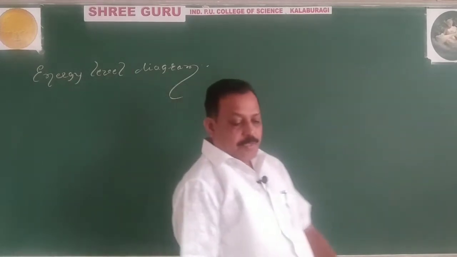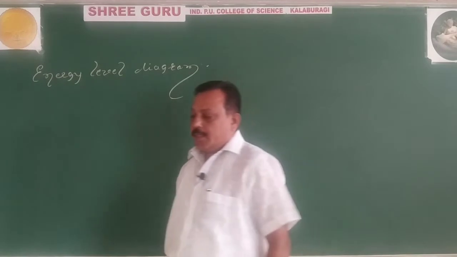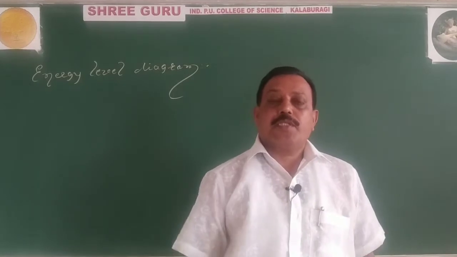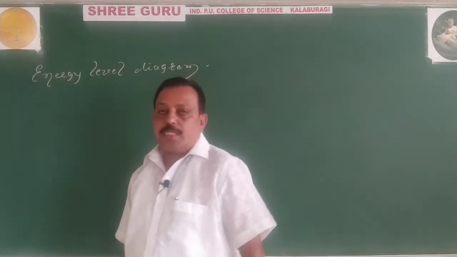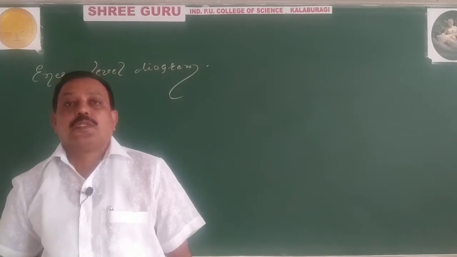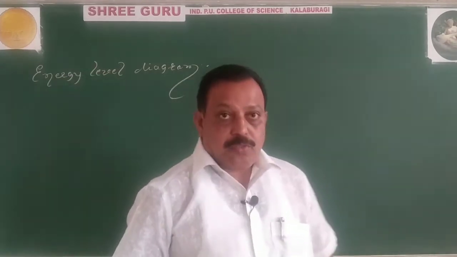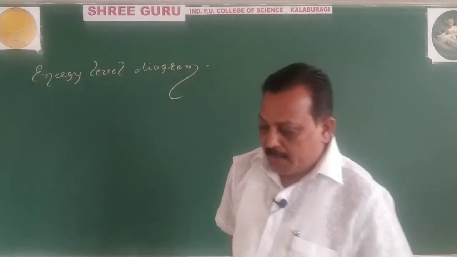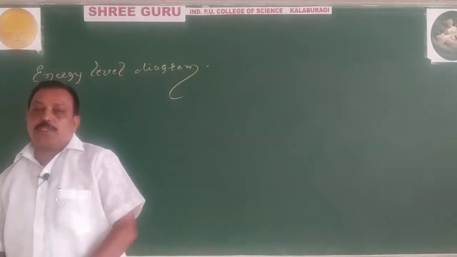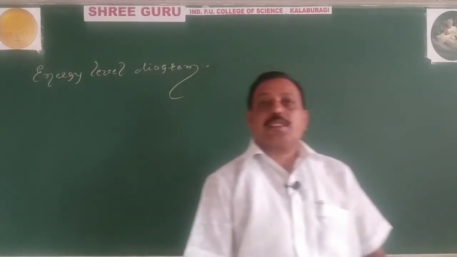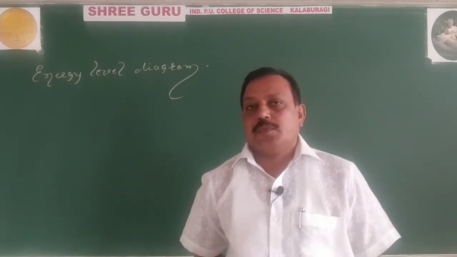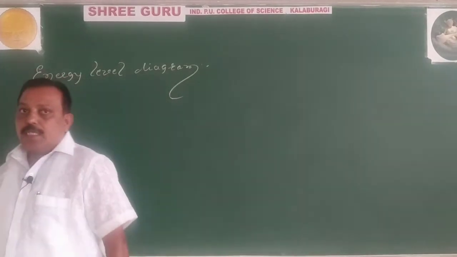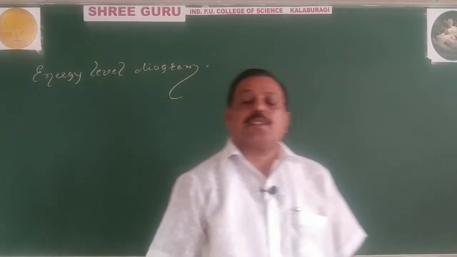The diagram which represents the total energy of the stationary orbit of an atom, where the electron possesses the lowest energy in the orbit. The lowest energy orbit is called ground state or normal state. The higher energy states are called excited states. The ground state or normal state is nothing but the lowest energy state. Then higher energy states are nothing but what? Excited states.